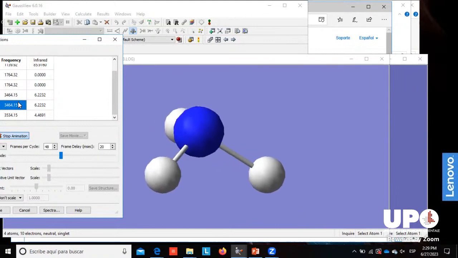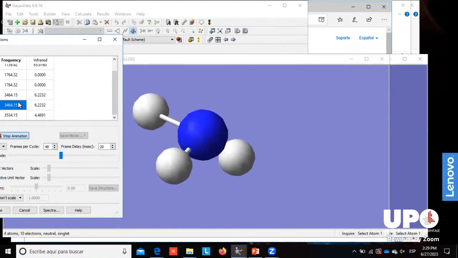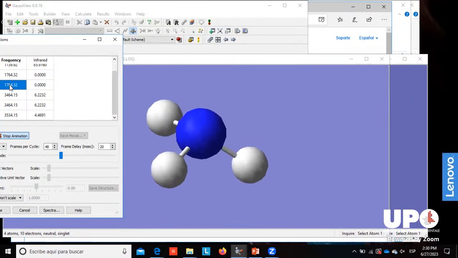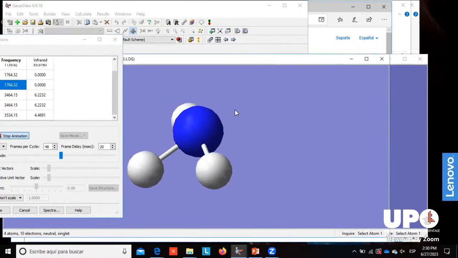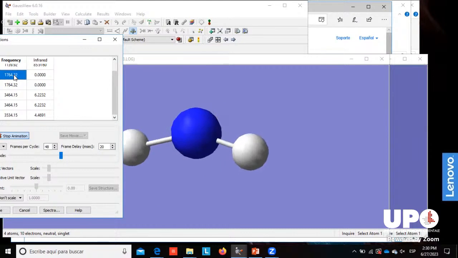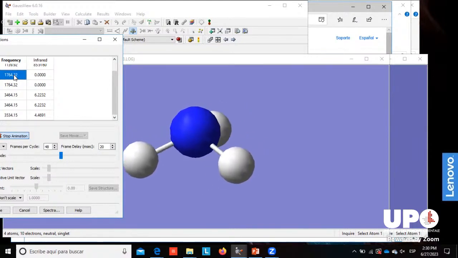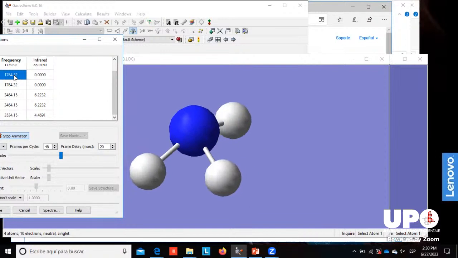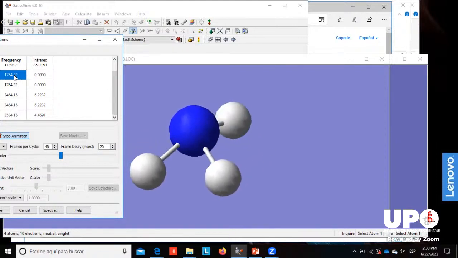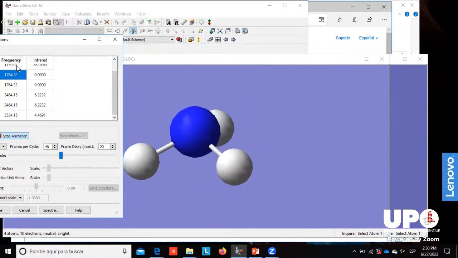Just to compare with the experiment. That's the asymmetrical vibration. And then it should come bending, right? Which is this one. You can also rotate the molecule. And here we also have two degenerate bending modes, right? 1764. And that's the bending vibration of the H-N-H angle.